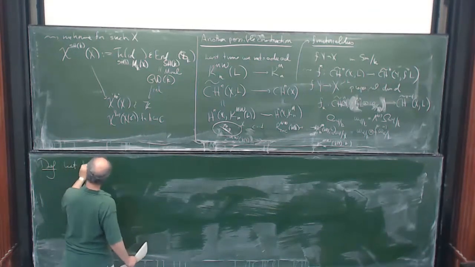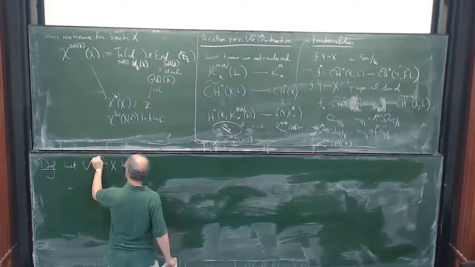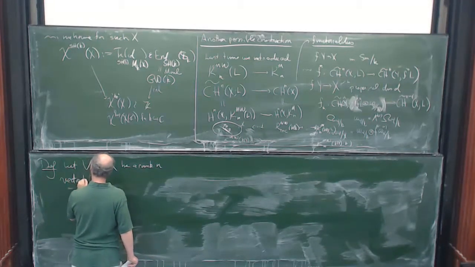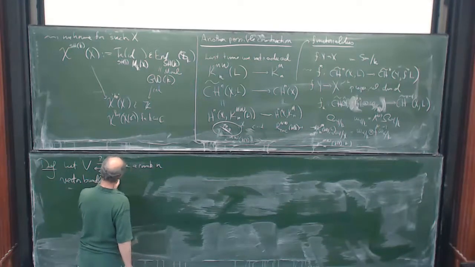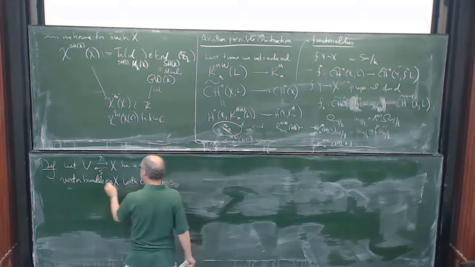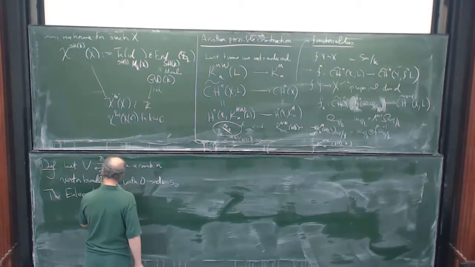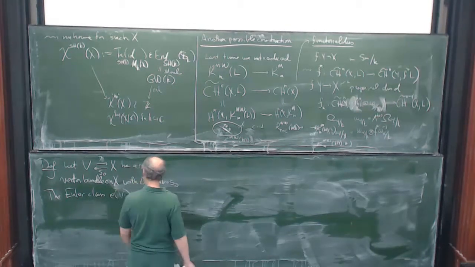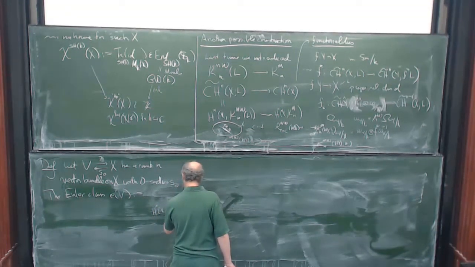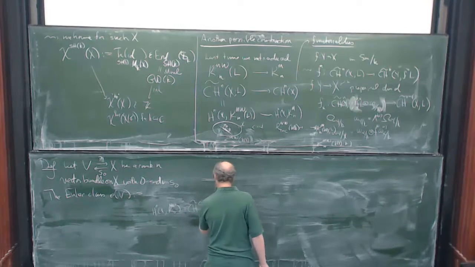So let V to X, this is p, be a rank n vector bundle on X with zero section, maybe I'll call it S0. Then the Euler class e of V is defined as follows. So in H0 on X, Milnor-Witt K-theory sheaf K0, this is just Chow 0 tilde of X.